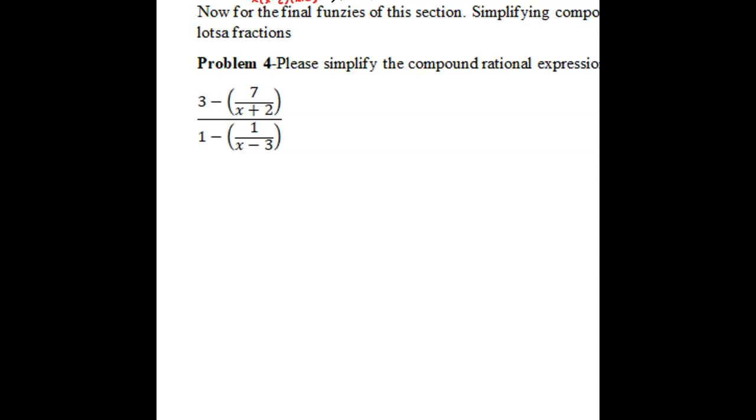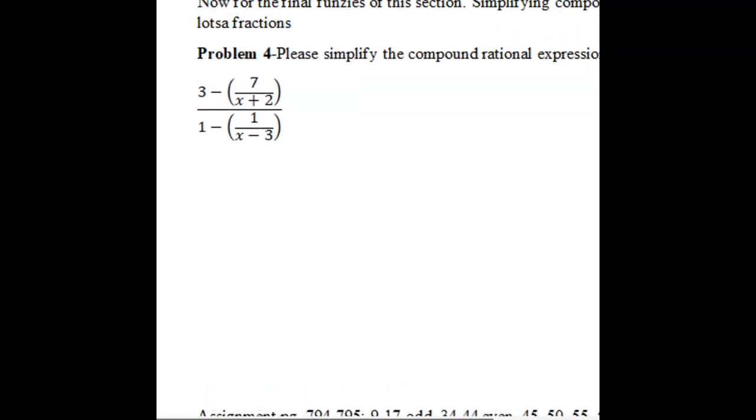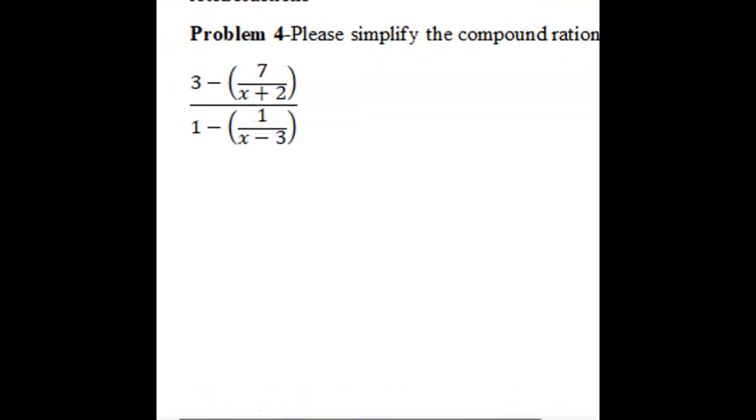Alright, so now we got fractions on fractions, otherwise known as compound rational expressions. With these, I'm still going to try to go the fastest way, like I do. How I'm going to do that is I'm going to look for a least common denominator among all four of these itty-bitty fractions. So I know that 3 is over 1, 1 is over 1, so my least common denominator is going to be that 1 times x plus 2 times an x minus 3.